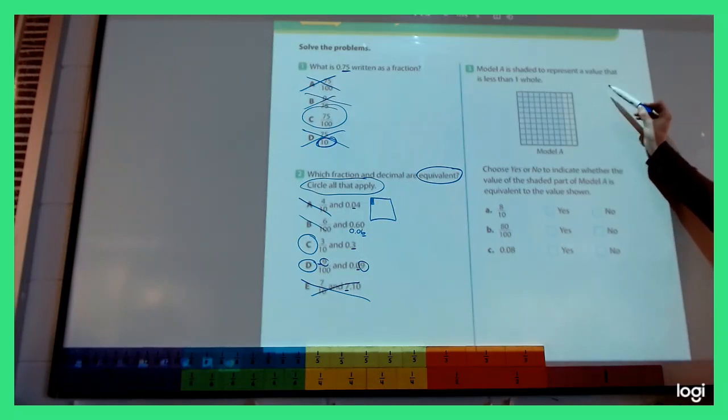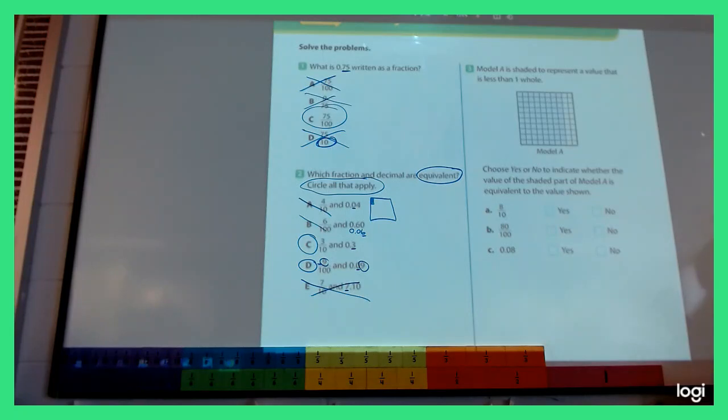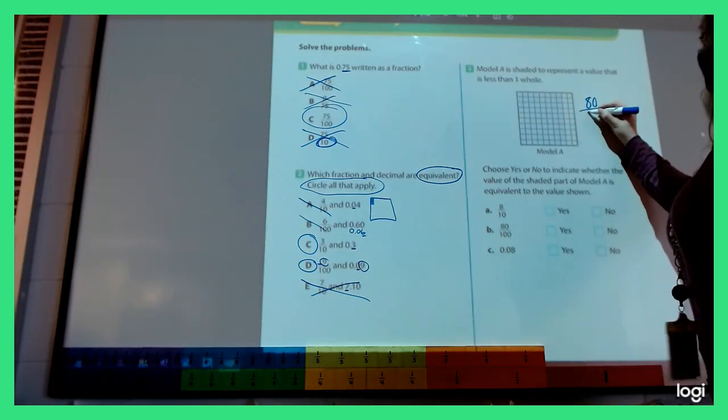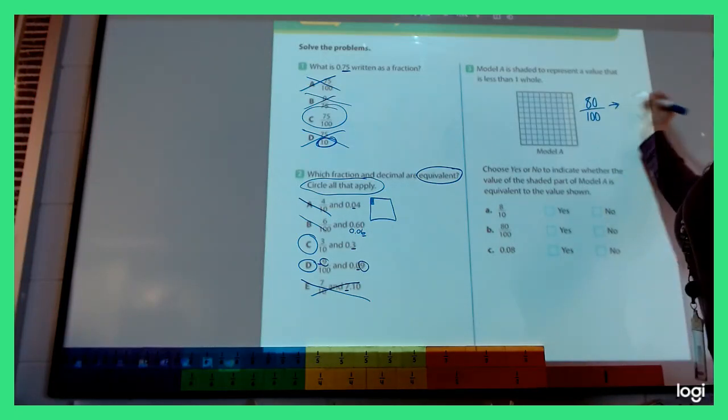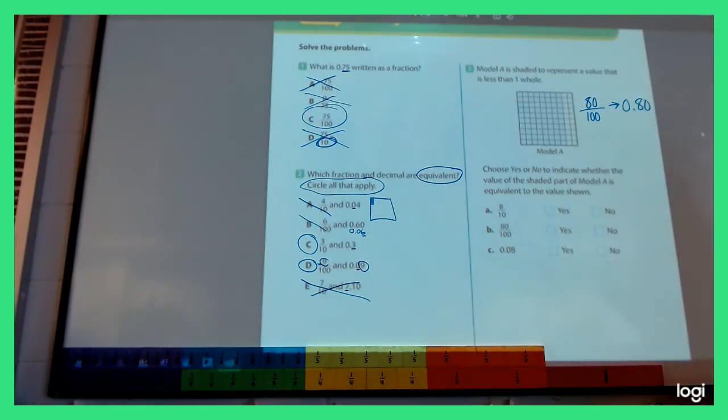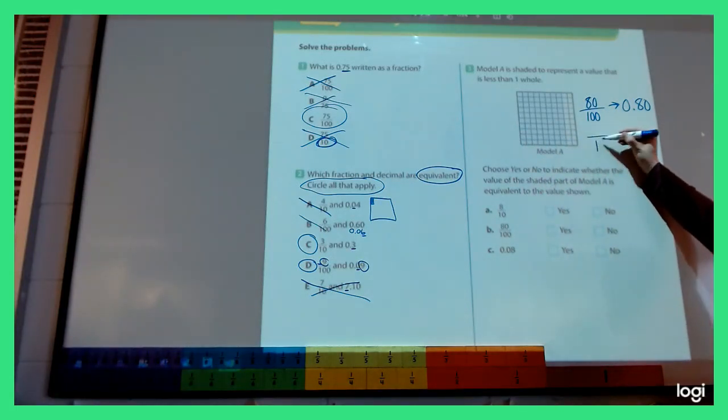Model A is shaded to represent a value that is less than one whole thing. All right, so first of all, how many cubes are shaded? Noah? 80. Okay, so I could write this 80 out of 100, or 0.80, 80 hundredths. Or, could I write it like tenths?